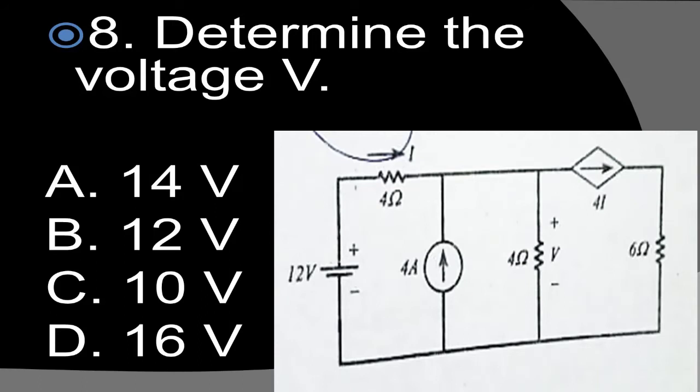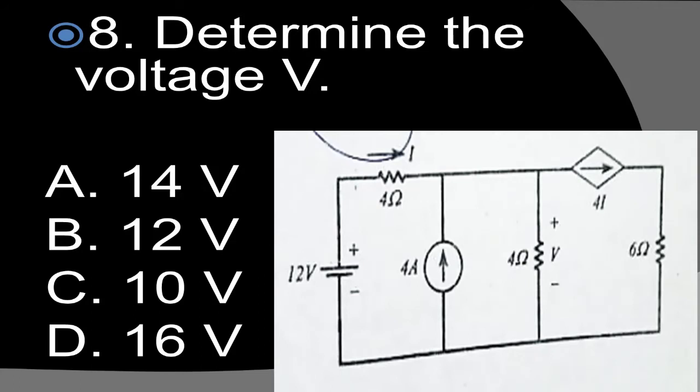Volts, then we have a 4 ohm resistor. Then we have an independent current source of 4 amperes going upward. Four amperes. There you are. Then we have a 4 ohm resistor in parallel with the 4 ampere current source. So we have 4 ohms here.